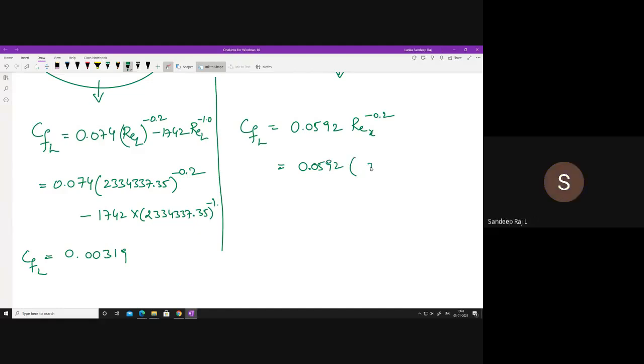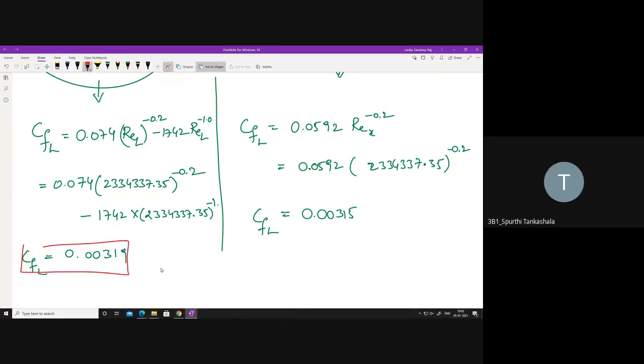0.0592 into 233,433,7.35 to the power of minus 0.2. What is the CFL? 0.005315. Is that correct? Somebody please confirm it. Yes, sir. Right.